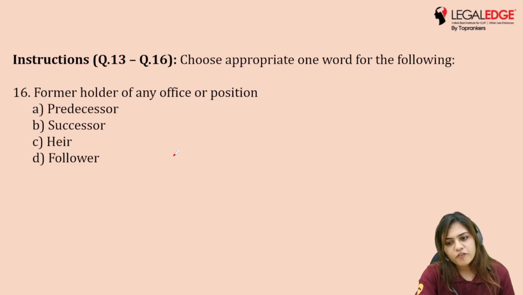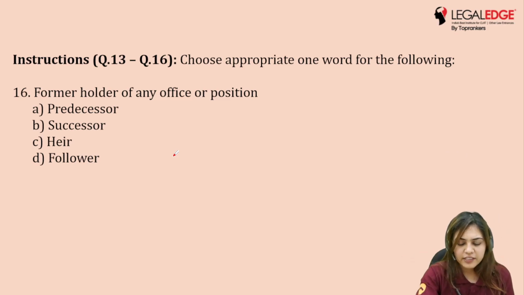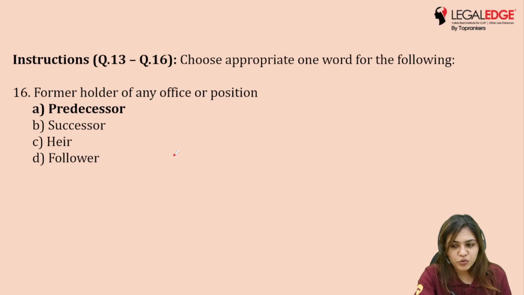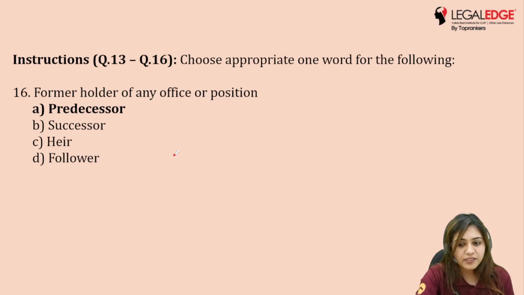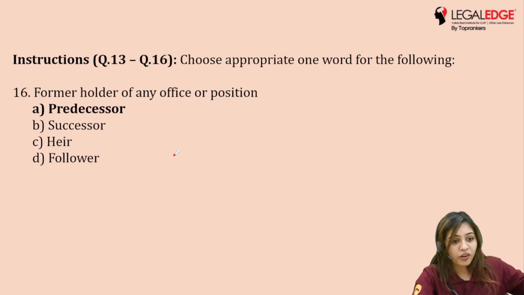Moving to the next one, former holder of any office or position. Former holder का मतलब क्या होता है? जो पहले holder था उस authority का. इसका मतलब है predecessor, ठीक है? Successor का मतलब है आने वाले समय में जो who is going to hold office or position. Heir is basically one who has got the property through lineage, right? So that is the heir of a property. जैसे कि हम देखते हैं कि राजा महाराजाओं में उनका ही बेटा राजा बनता है, ठीक है? So predecessor is somebody who held the office before. So it's a pre word से ही समझ में आ जाना चाहिए.